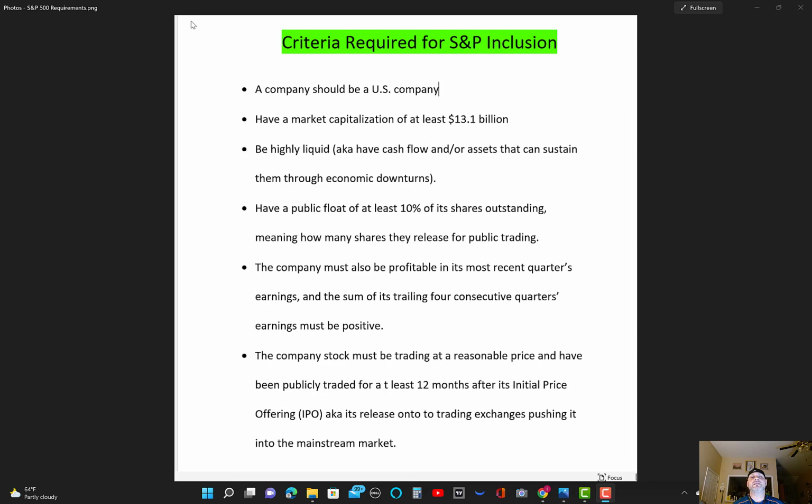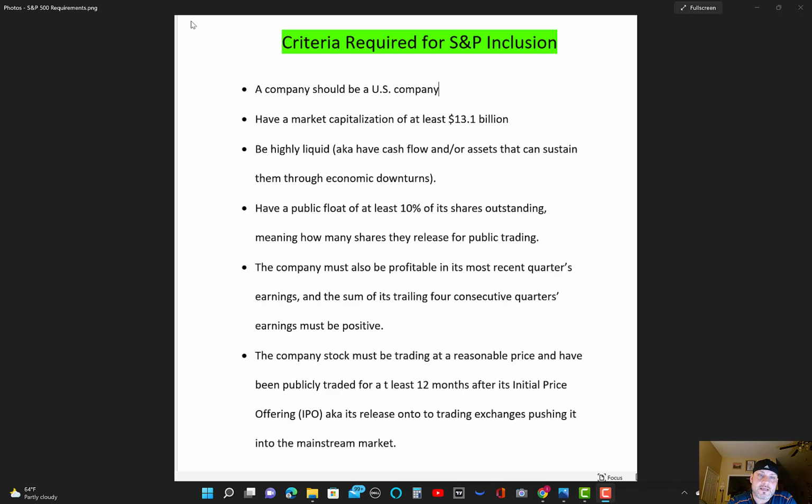Okay, so criteria required for the S&P inclusion. Now, most companies fall under these strict guidelines, but in order to be in the S&P 500, with the SEC regulations, all the committees, all the powers that be, you have to walk a fine line.